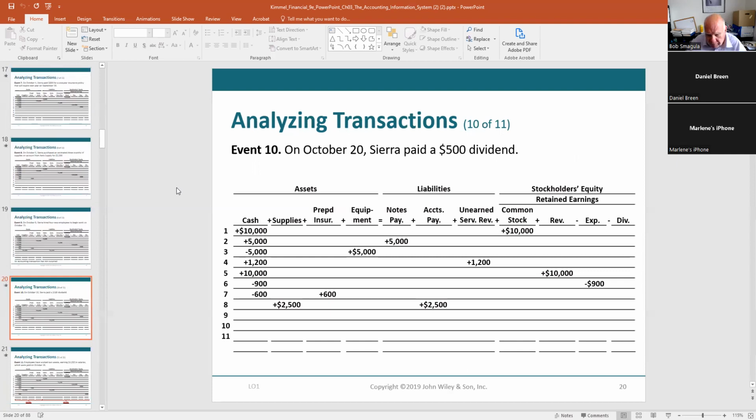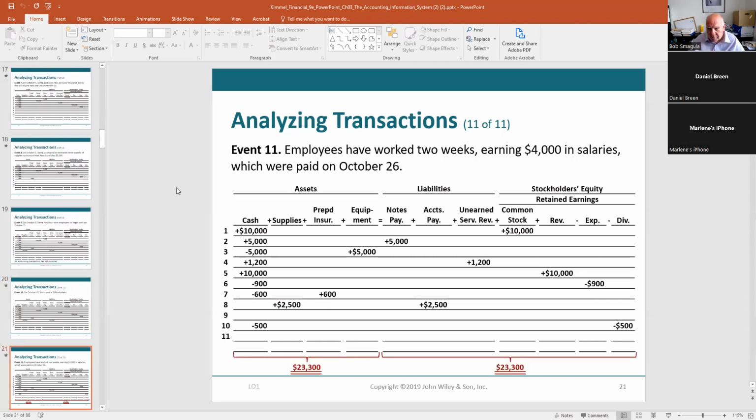Now they paid a $500 dividend. Remember that dividends come out of retained earnings, if you remember that. So let's see here. $500 dividend, minus cash, and then it's a minus here for the dividend. A dividend reduces your equity. You're giving away part of the company.